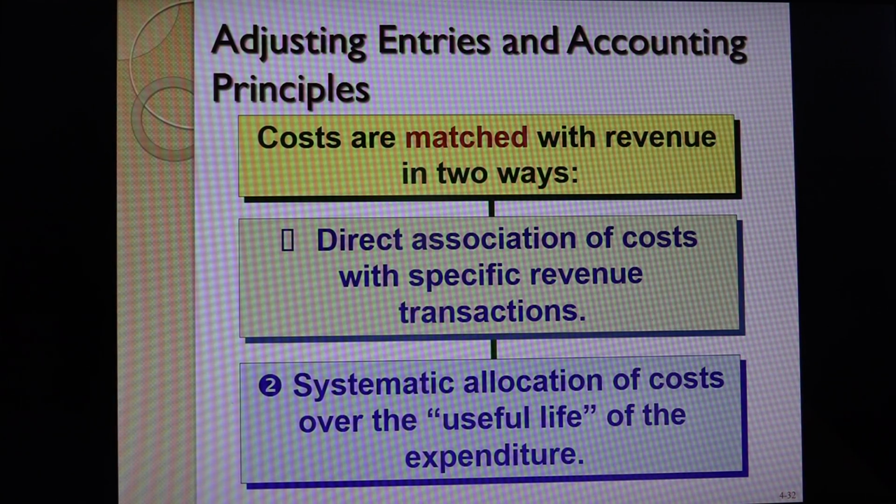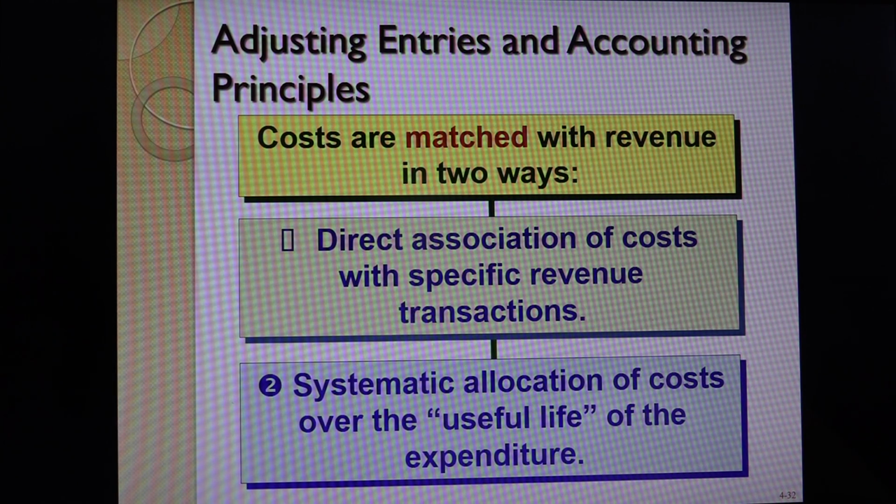Adjusting entries and accounting principles. Costs are matched with revenue in two ways. Remember the matching principle, that's what they're talking about here. Sometimes this is pretty easy, trying to associate an expense with a revenue, because there's pretty direct correlation. Sometimes it's not so easy, but you try to match up revenues and their related expenses is the point here.